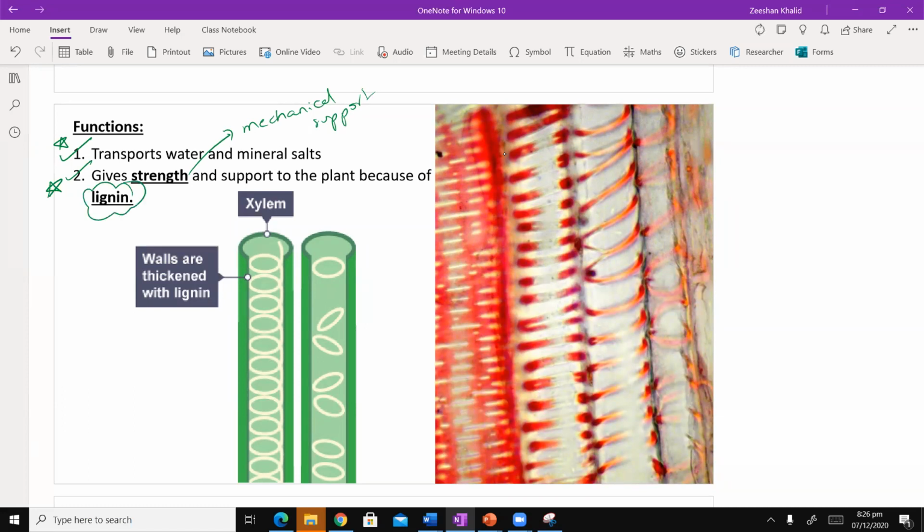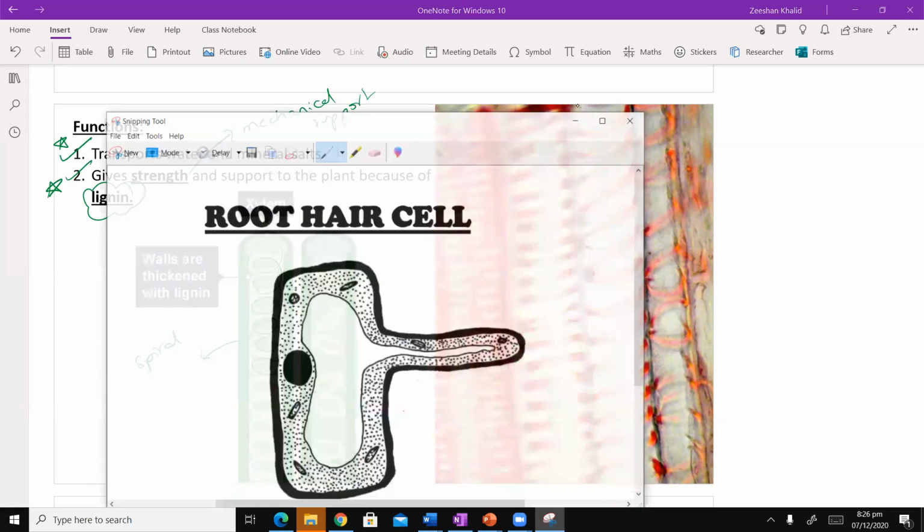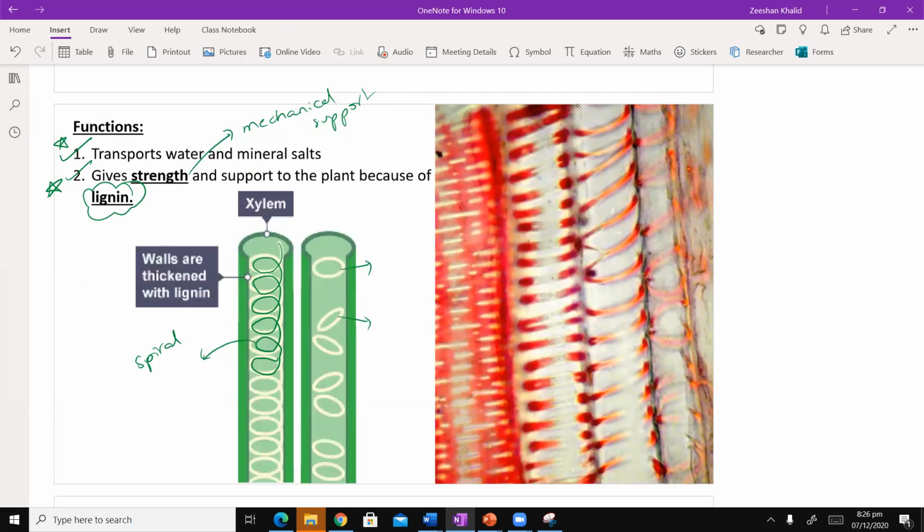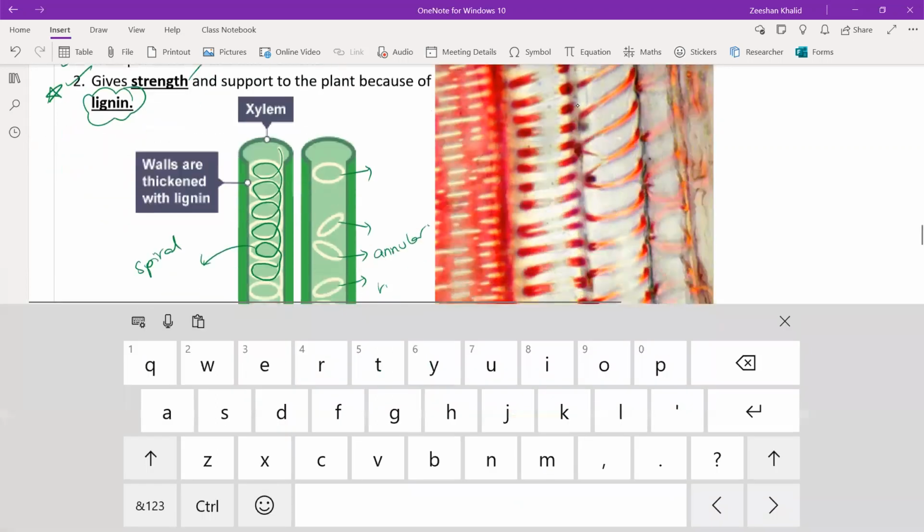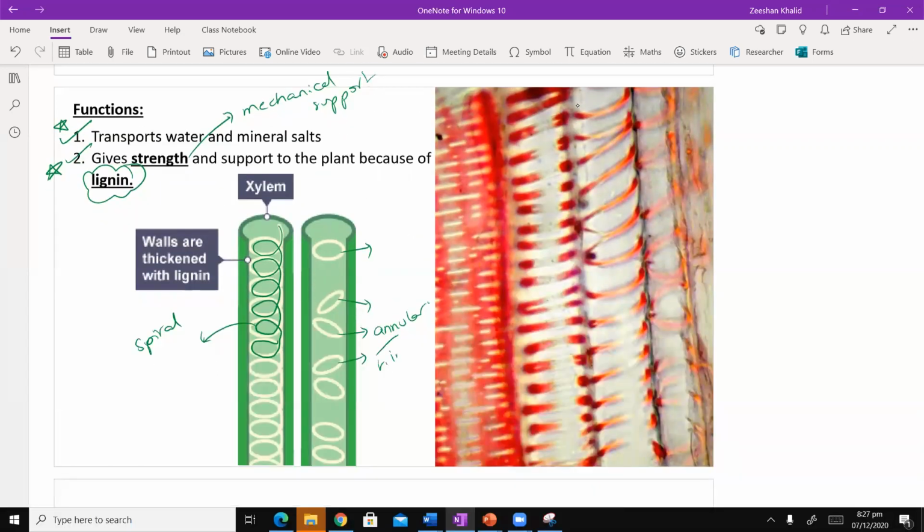Okay. Now, lignin can be deposited in many different ways. If you look at this diagram, you can see these white thingies on the inside that I'm encircling with green now. They are lignin depositions. This fashion is known as the spiral way of lignin depositing. And this, the second way, where you can only see rings of lignin, you call annular. Okay, they also call it ring. Let me write that down for you also, just in case.